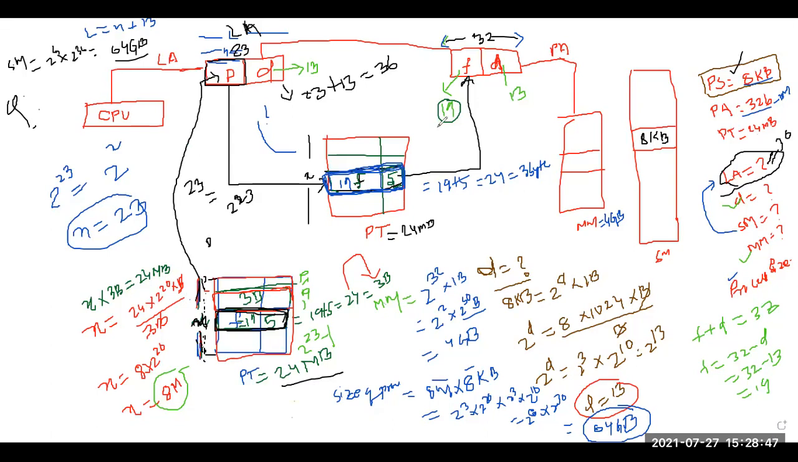Yes sir, what is the size of the process? Size of the process is also 64 GB, because we are assuming the biggest process. Here we assume there is only one process which is occupying all the memory. Therefore the size of the process is not equal to the page table. The page table size is 24 MB, but the size of the process is 64 GB.